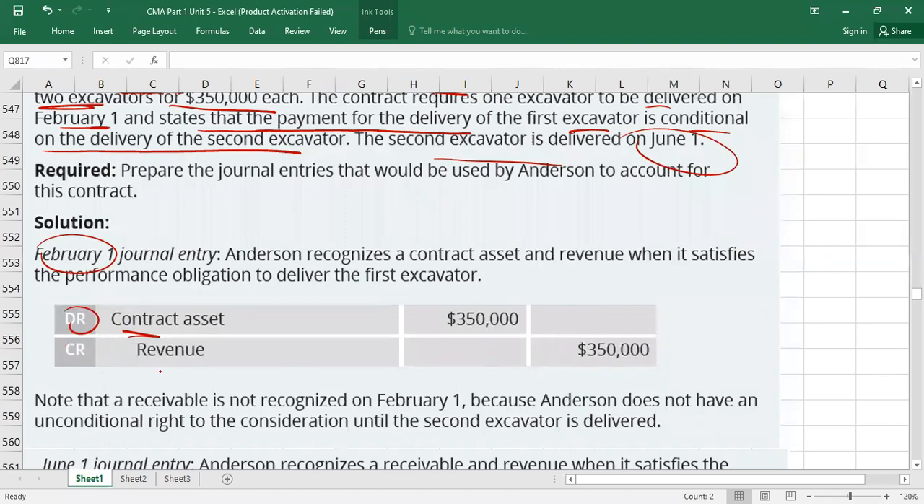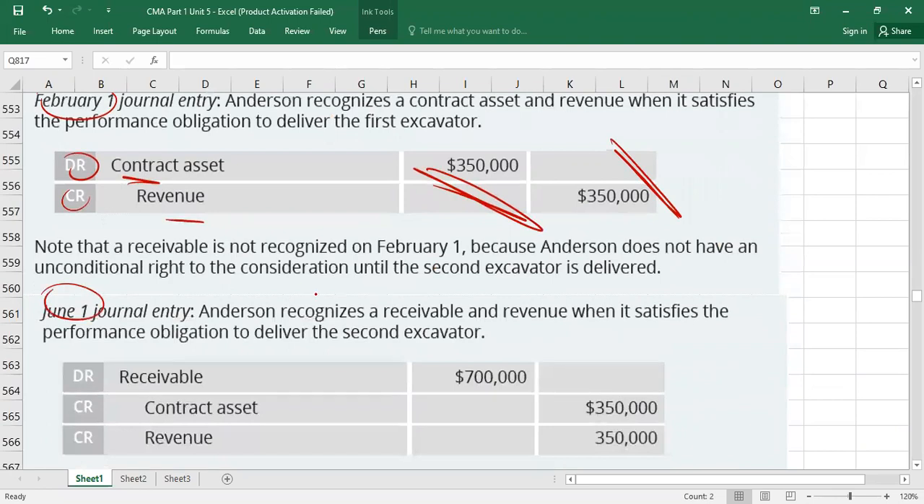And credit what? Revenue. Why did I book revenue for 1 excavator? Because 1 excavator is delivered. 1 performance obligation is satisfied, so I can book the revenue. And if I know the cost, I will book the cost of goods sold of 1 excavator also here. I will debit cost of goods sold, credit inventory. Then what happened?